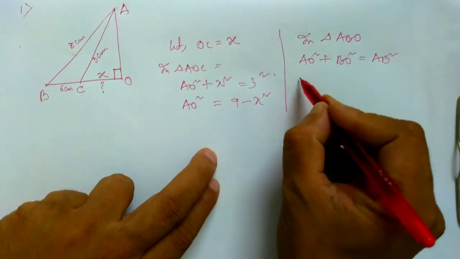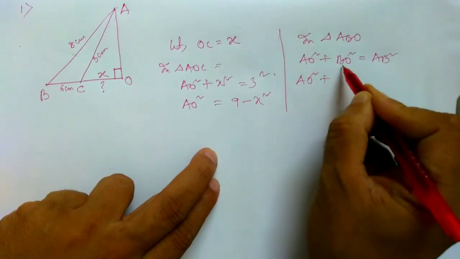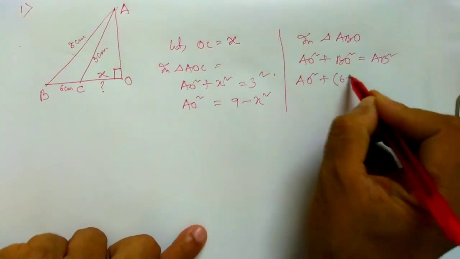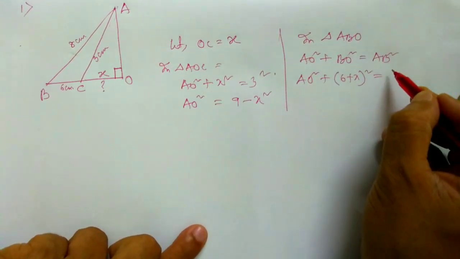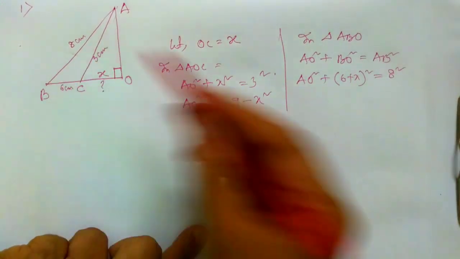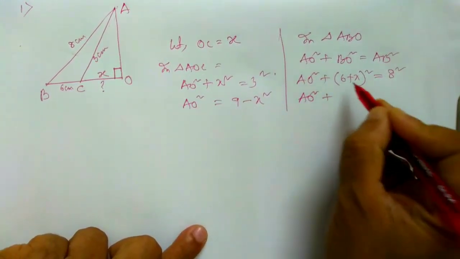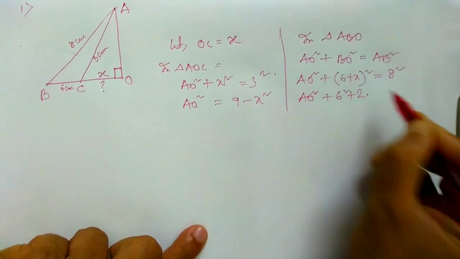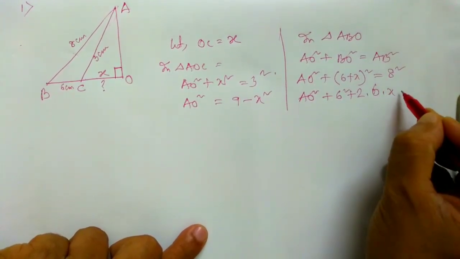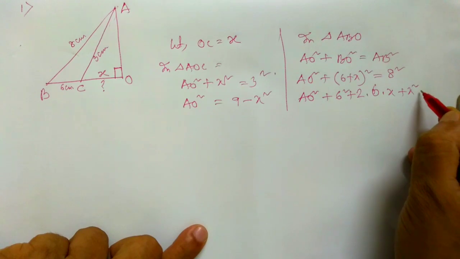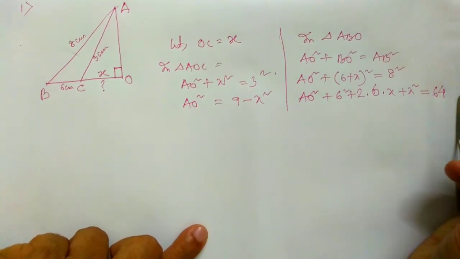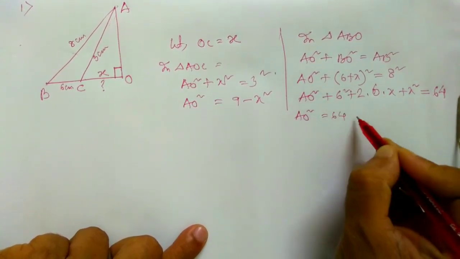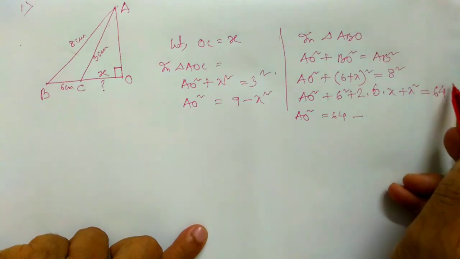Now AO square, we do not know what it is, plus BO square. BO means 6 plus X. That is 6 plus X whole square equal to AB square. AB square is 8 square, it's given in the question. So AO square plus (a plus b) whole square, so a square plus 2ab plus b square, equal to 64. So AO square equal to 64 minus all these, we will take that side.